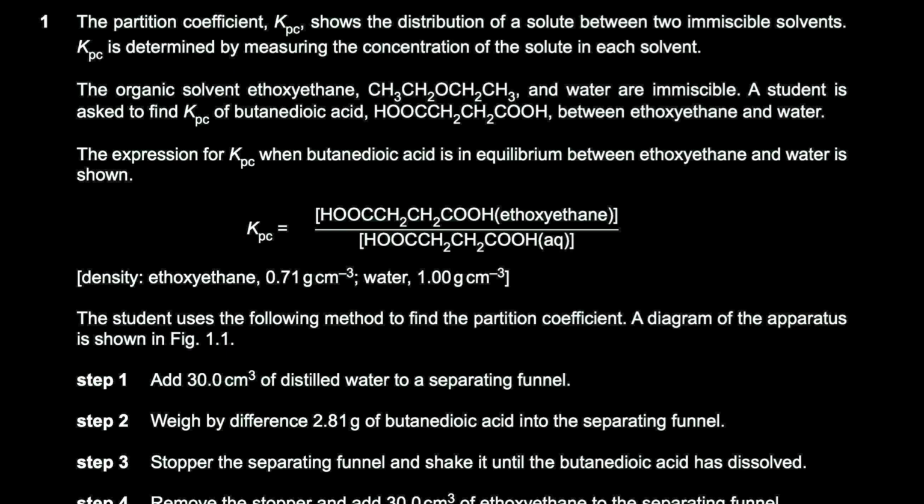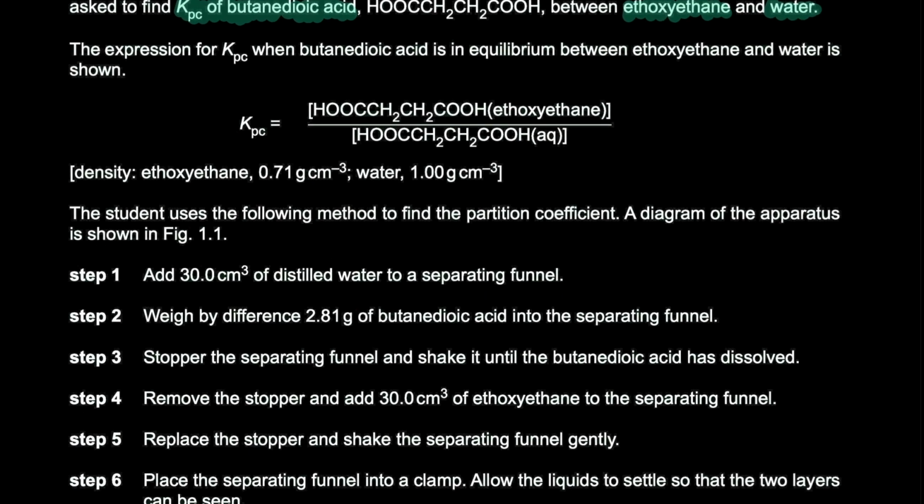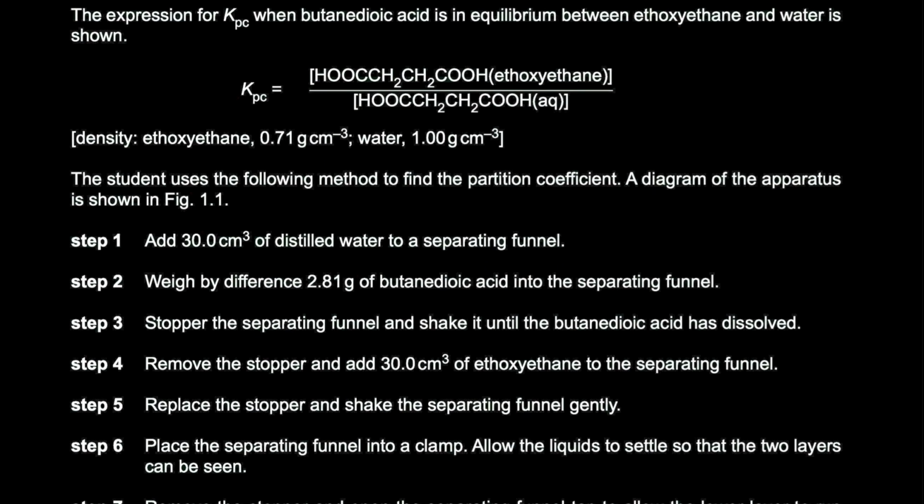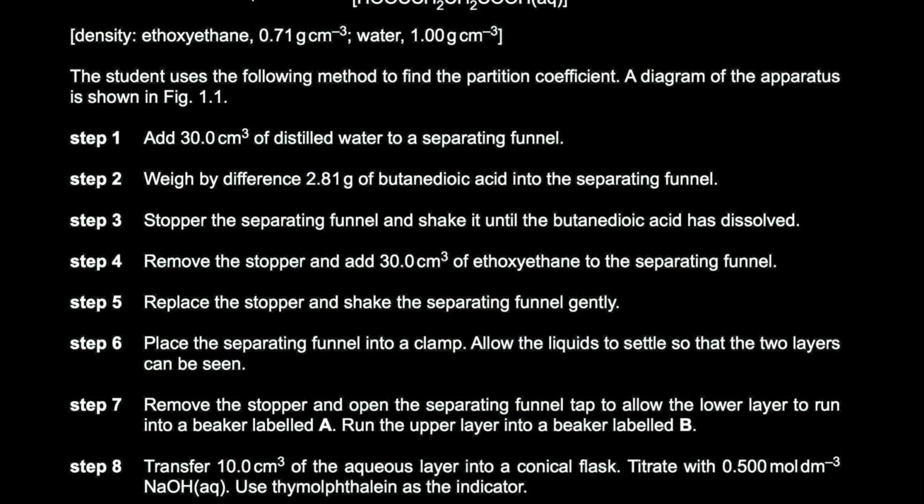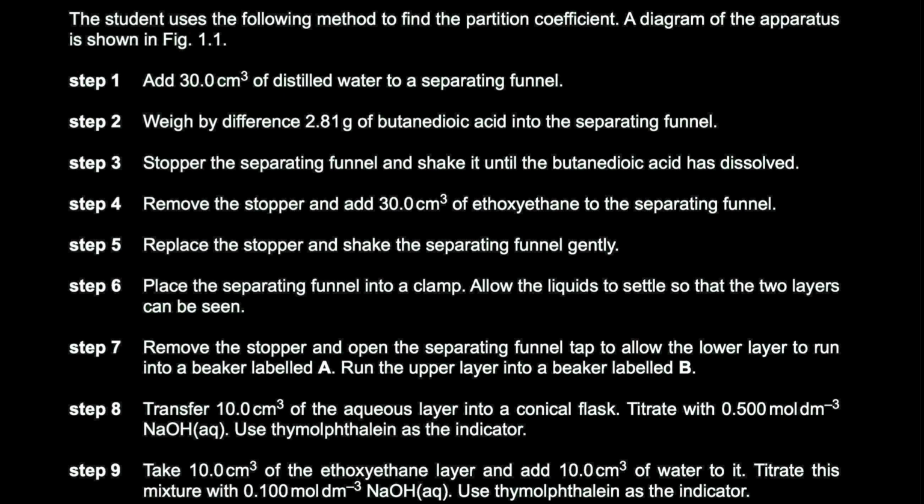So this is our objective. We want to find the partition coefficient of butane dioic acid, and our two solvents are ethoxyethane and water. The expression for KPC when butane dioic acid is in equilibrium between ethoxyethane and water is shown. They've also given us the density of ethoxyethane and that of water. The student uses the following method to find the partition coefficient. A diagram of the apparatus is shown in figure 1.1.